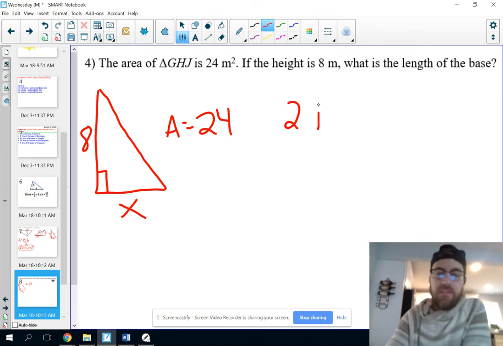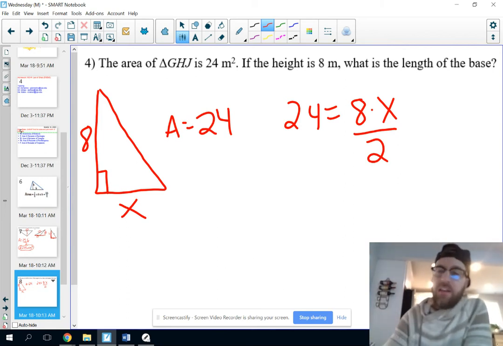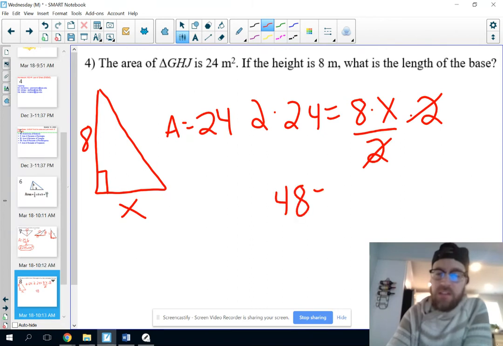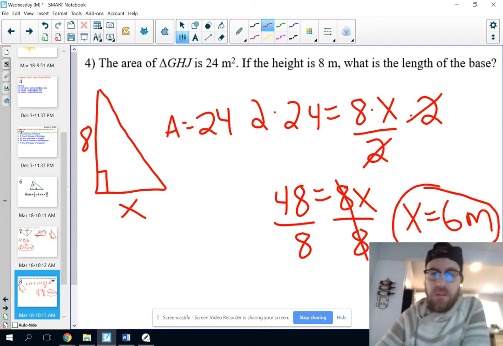So our area is 24 equals our base times our height all over 2. There's a few ways you could go through and solve this one. I like getting rid of the fraction right away. So undo that division by multiplication. Times by 2, times by 2. Those cancel out. So we've got 48 equals 8x. Last step, divide by 8, divide by 8. That cancels out. So our base comes out to 6. Our units are meters. Final answer. So that's triangles.